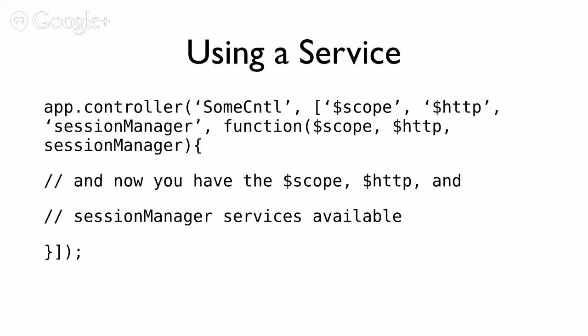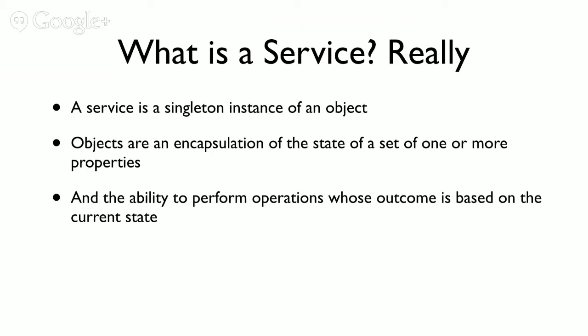That's very mechanical about what one is and how you use it in Angular, but what is it really? Why do you actually want to use these things? What is it that we're doing with them? Okay, so we're going to pull some stuff out. The Angular documentation talked about a service as a singleton instance of an object. Okay, so it's an object. What's an object? Encapsulation of the state of a set of one or more properties, whatever they are. And that's not in the strict JavaScript or Java sense of properties.